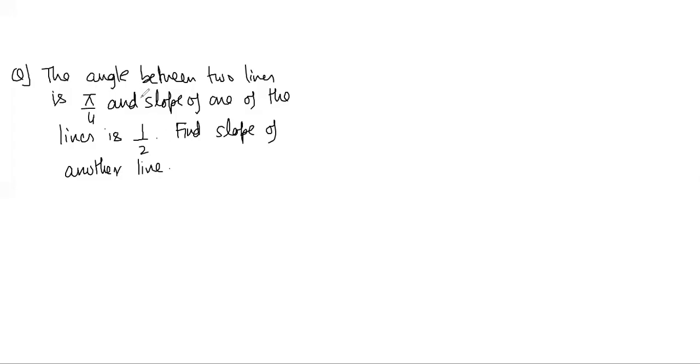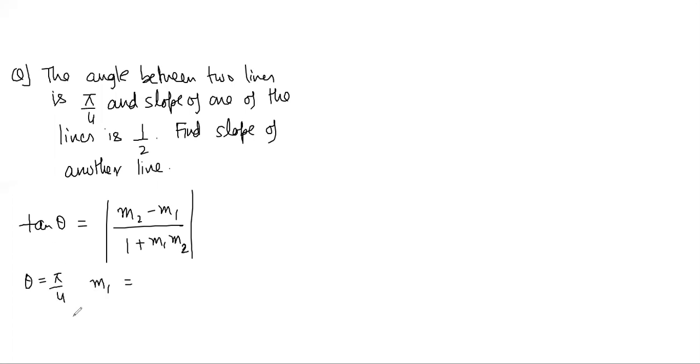So in this question, it is given that the angle between two lines is pi/4, and it is also given that the slope of one of the lines is 1/2. So we have to find the slope of the other line. We will use the formula that we derived just now: tan theta is mod of (m2 minus m1) upon (1 plus m1 m2). So m1 is given as 1/2, theta is pi/4, and we have to find the value of m2. This is a very good question. Let us solve it.